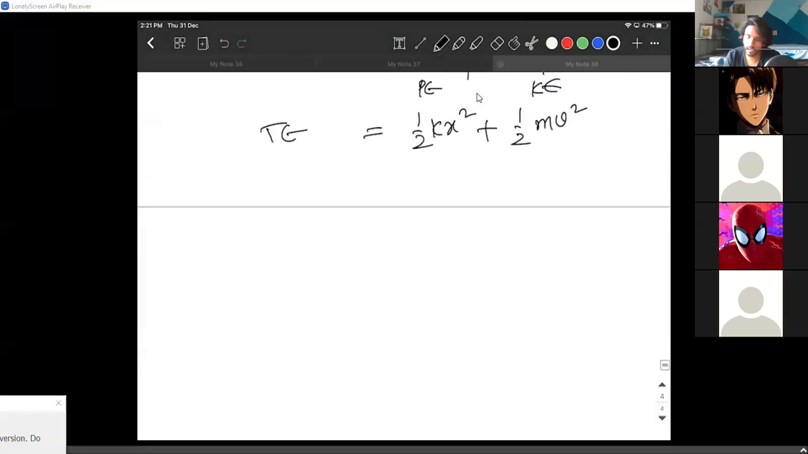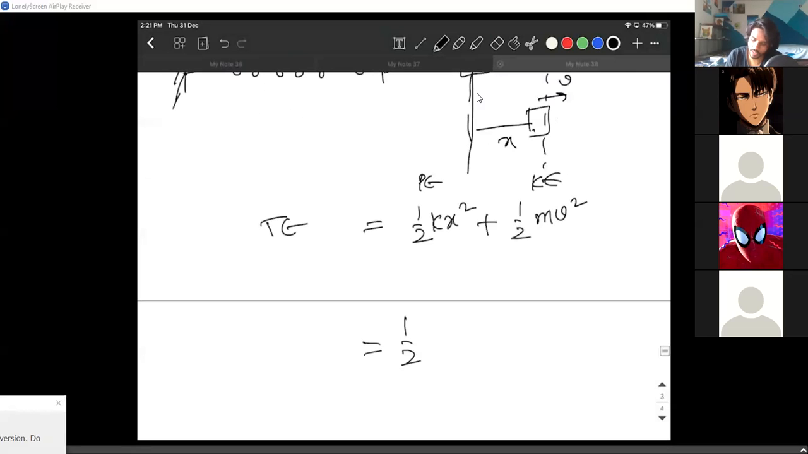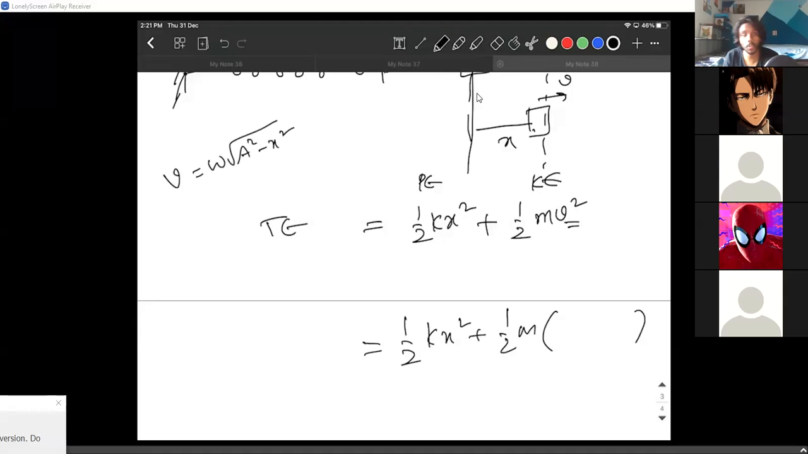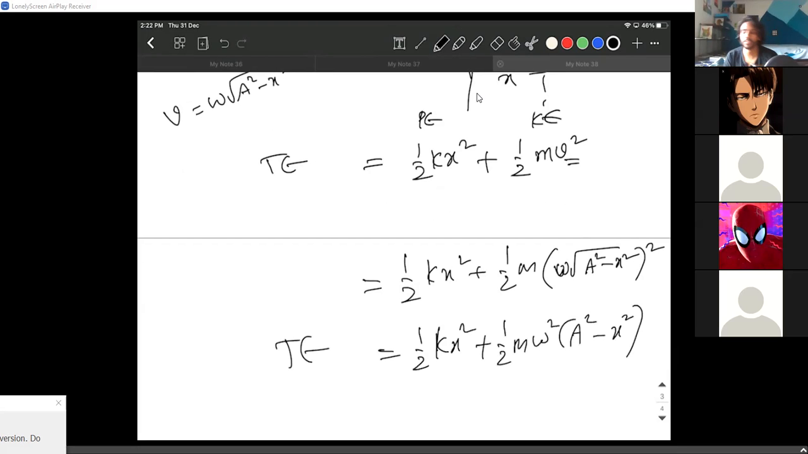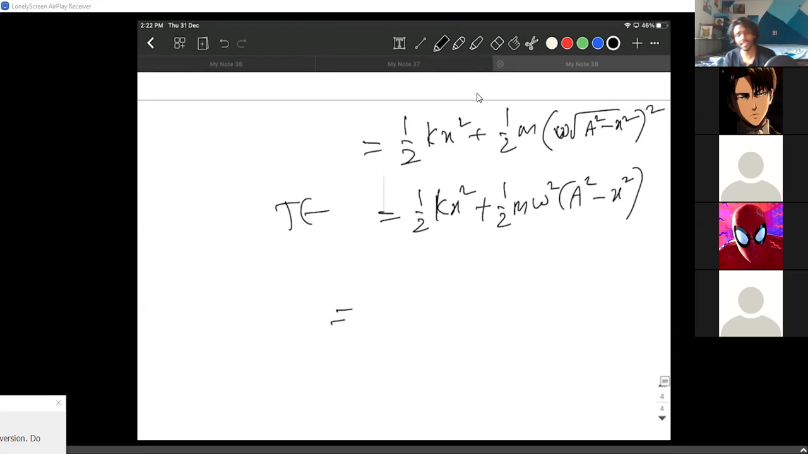shall we look at this in a much deeper sense? Half kx square, half m V square. Do you remember the expression for v at any point? V equals omega into root over a square minus x square. I'm going to put it there. So omega into root over a square minus x square, whole square. If I expand it, the total energy is half kx square plus half m omega square into a square minus x square.